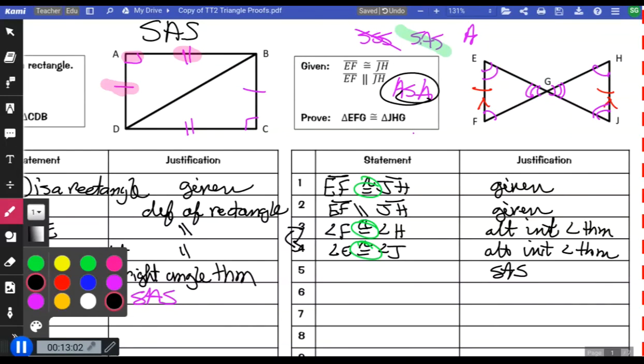And those are 2 triangle proofs. All right, so you have the TT2 assignment already ready for you to get started on. We will continue working on proofs tomorrow. If you have any questions, I'll be in office hours at 2:15.